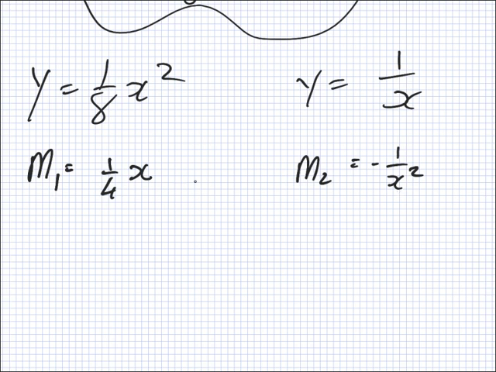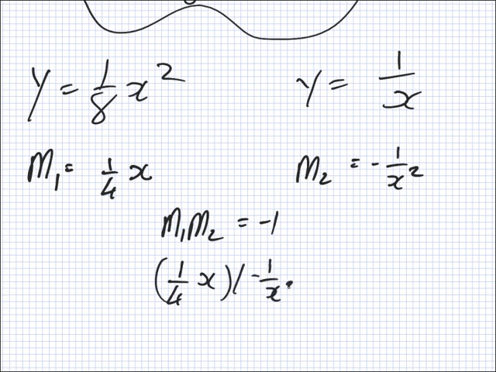So what must be the relationship between m1 and m2 if they're perpendicular? How can we write this as an equation? m1 m2 equals minus 1. Yeah, m1 m2 equals minus 1. So our job is to solve this. 1 over 4x times 1 over x squared should equal minus 1. Can we write that minus 4x equals minus 1 over x squared? Minus 4.